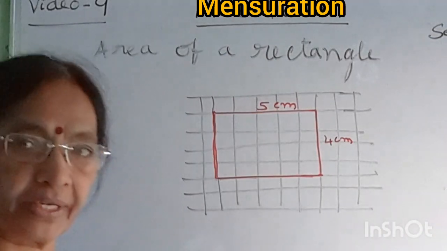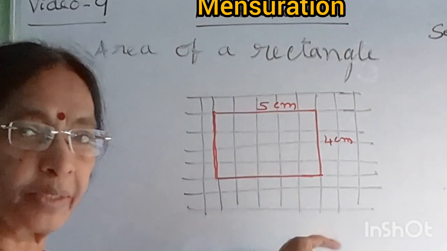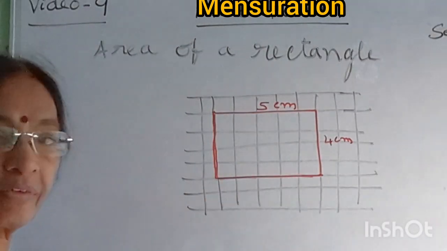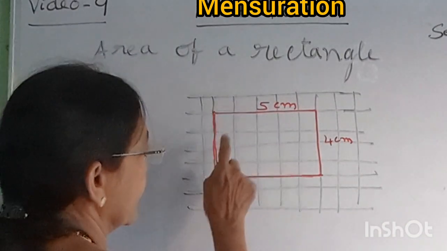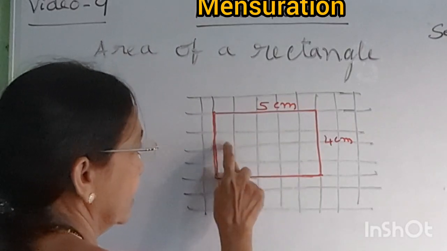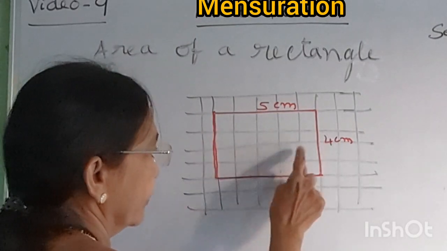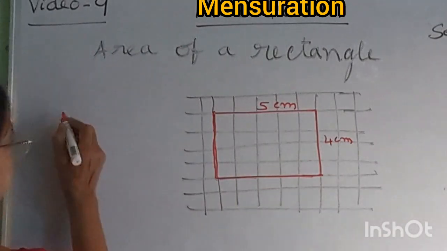Next, area of a rectangle. There is a rectangle shape. We have put it on the grid paper. Now find the area of the rectangle by counting the full square centimeters: 1, 2, 3, 4, 5, 6, 7, 8, 9, 10, 11, 12, 13, 14, 15, 16, 17, 18, 19, 20. 20 square centimeters.